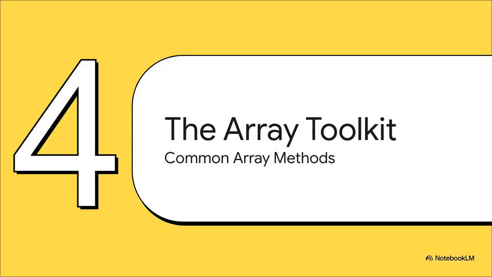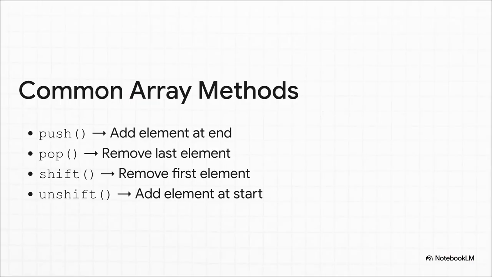Simple as that. But arrays are way more than just storage containers. They actually come with a whole toolkit of built-in functions. We call them methods, that make it super easy to manage all the items inside. So let's look at 4 of the most common ones. Think of push and pop as working on the end of your list. You push something on, you pop something off. Easy. Their cousins, unshift and shift, do the exact same thing, but at the beginning of the list.